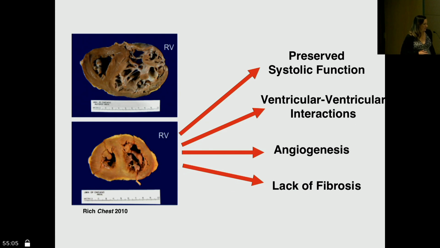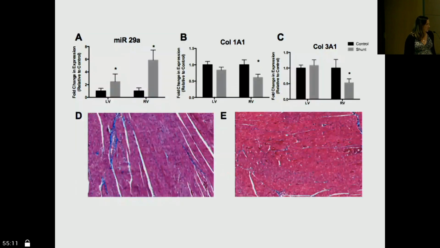And then lastly, lack of fibrosis despite RV hypertrophy would be another hallmark of an adaptive RV. And we focused on this microRNA 29A. In part, it's interesting, it's actually very highly expressed among physiologic hypertrophy, such as swimmers or runners, both in animal models and in humans, who have obviously adaptive hypertrophy.